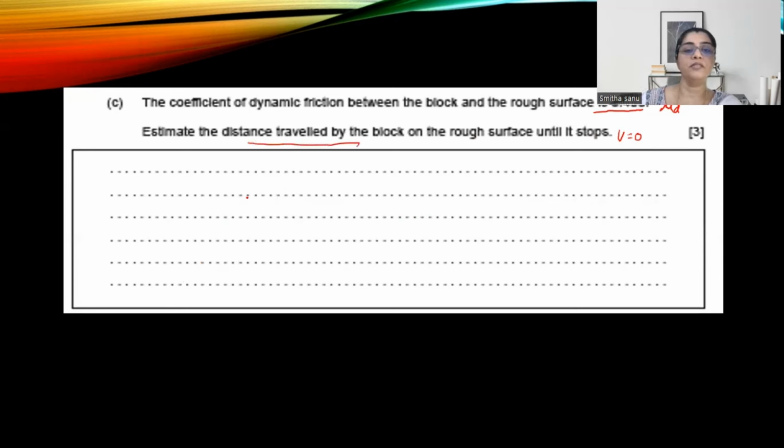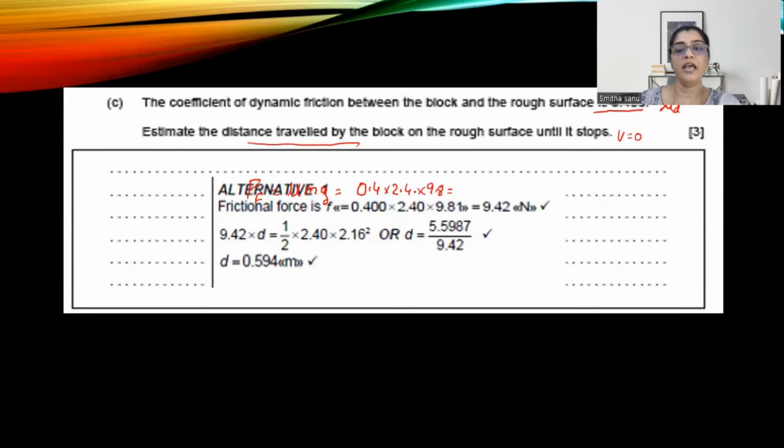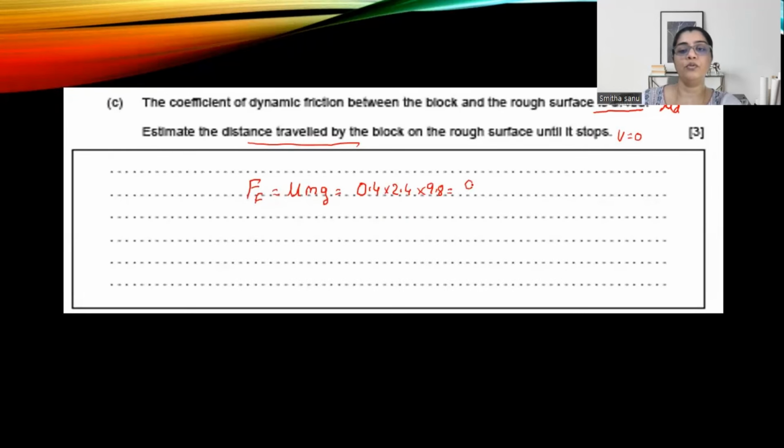So step first is find the frictional force. Frictional force is mu times mg, which is 0.4 times 2.4 into 9.8. That is step 1. So you get the answer of force of friction as 9.42.